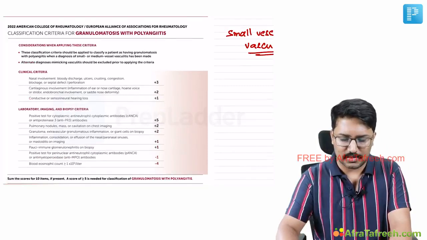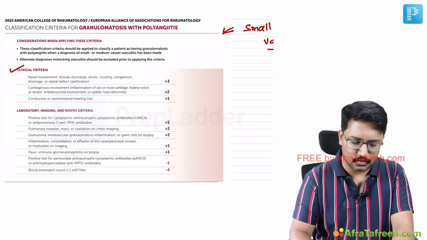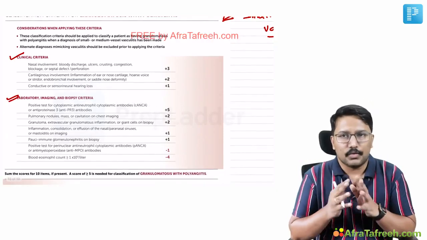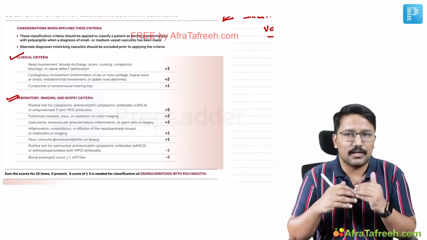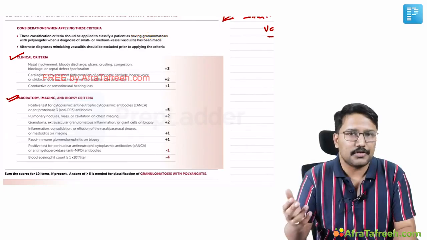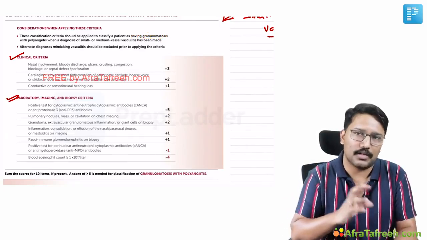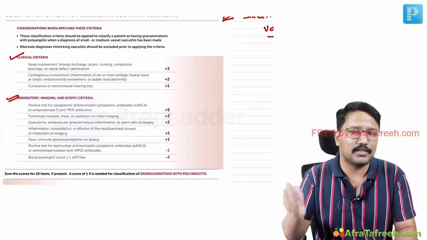So what does the classification criteria say? In any patient where you are suspecting small vessel vasculitis, we have clinical criteria to look at and we have laboratory criteria to look at. Now, okay, this classification criteria in 2022 takes a different approach. So what is the approach? Some negative weightage is given to findings which are not typically encountered in that particular ANCA-associated vasculitis. For example, peripheral eosinophilia is typical of EGPA.